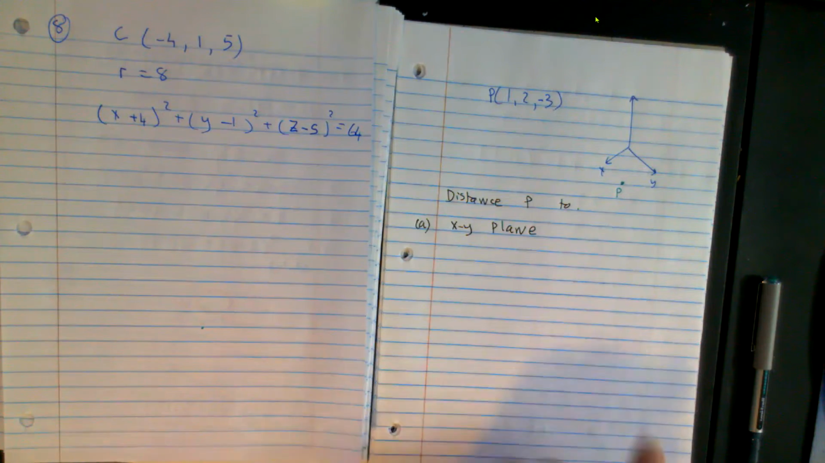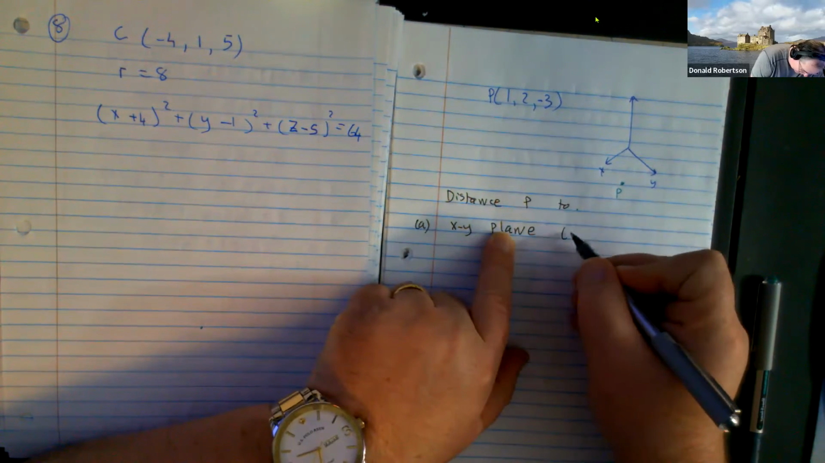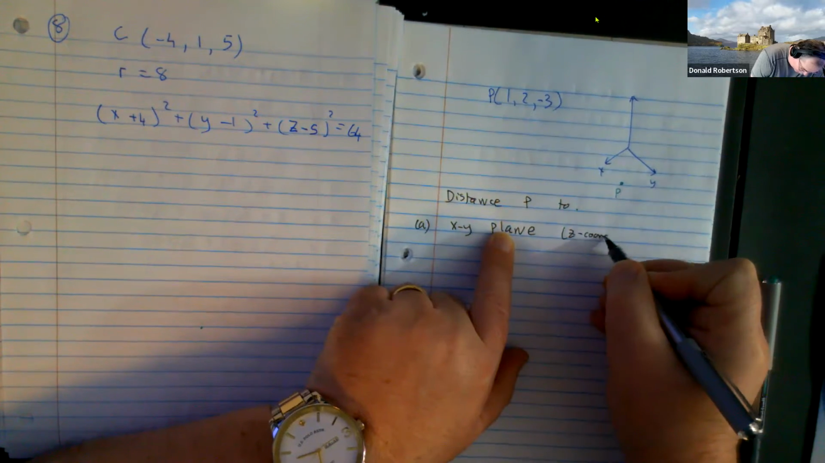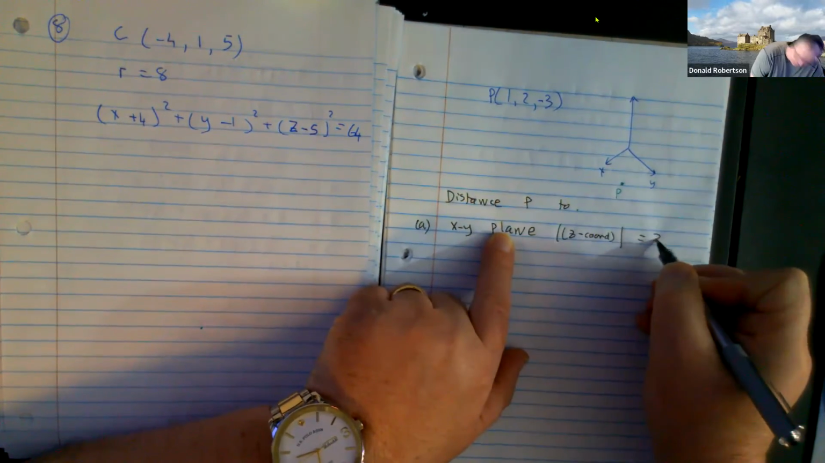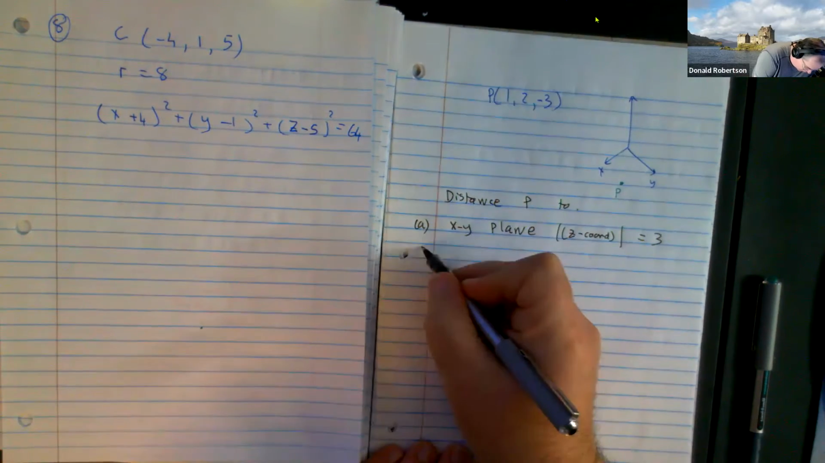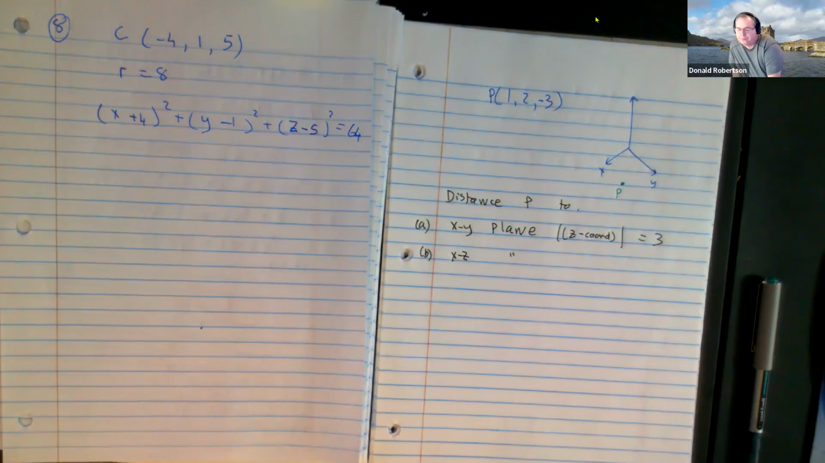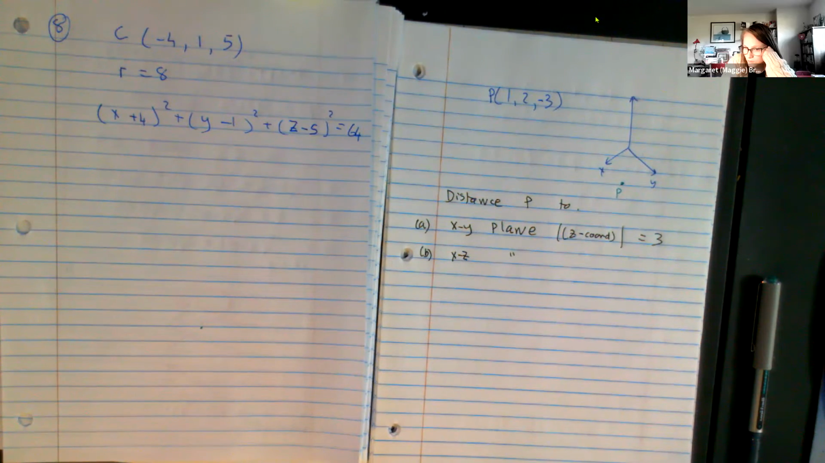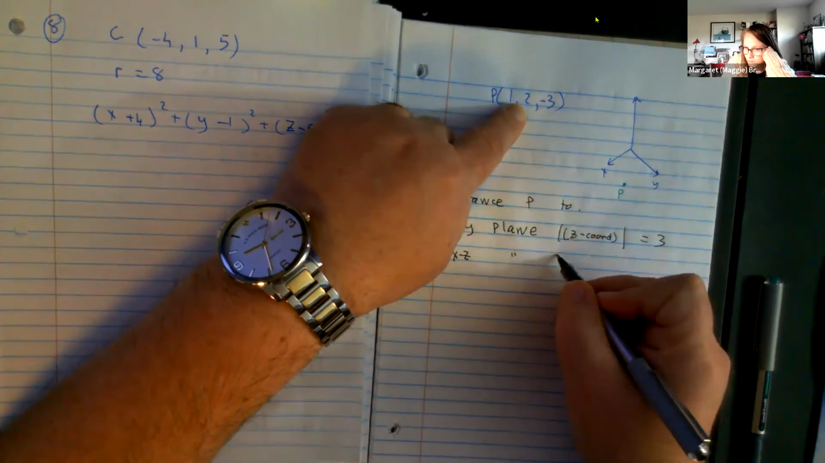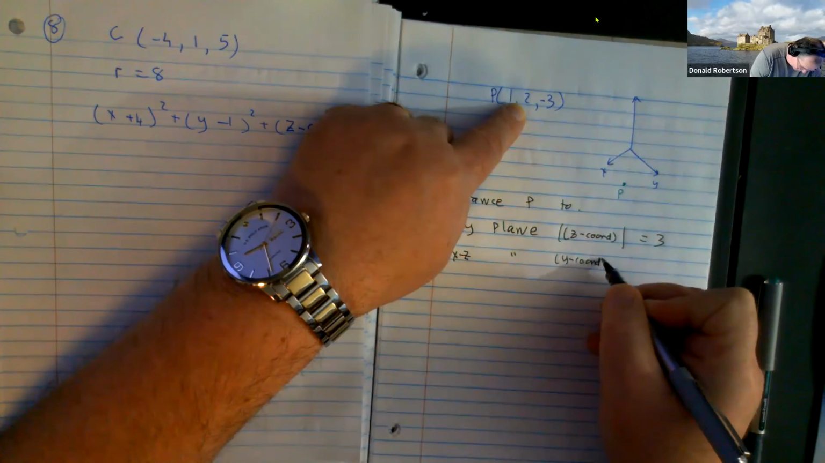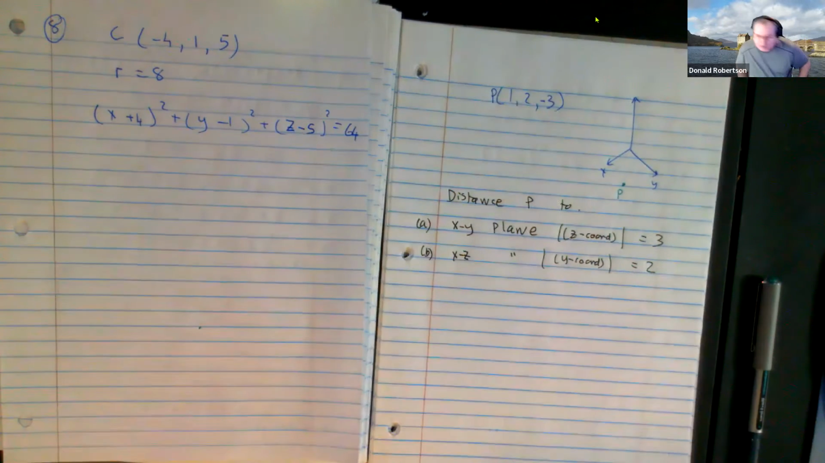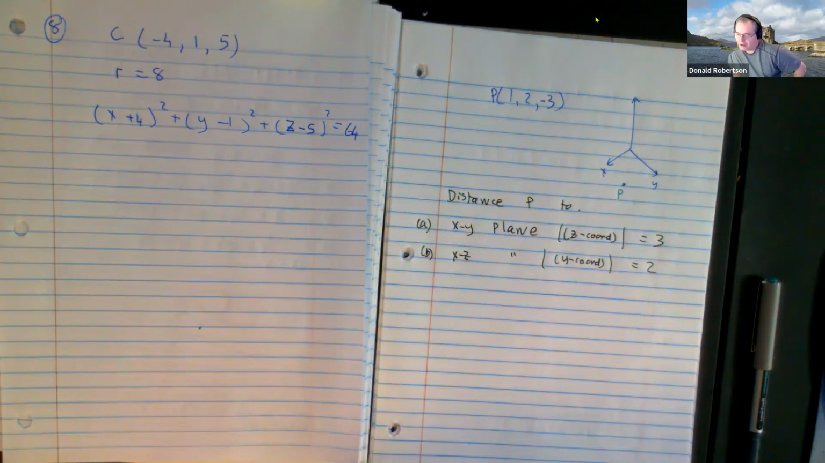Three. Correct. Isn't the distance from the XY plane the Z coordinate, but you make it positive because it's a distance? Okay. How far away is it from the XZ plane then? So the XZ plane is one of the vertical walls. How far away is it from that one? 2. And that's because it's the Y coordinate. And technically the absolute value, but it's 2. I won't do the third one, but wouldn't the third one be 1?